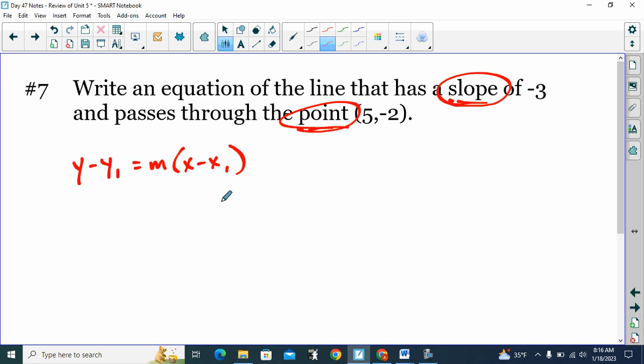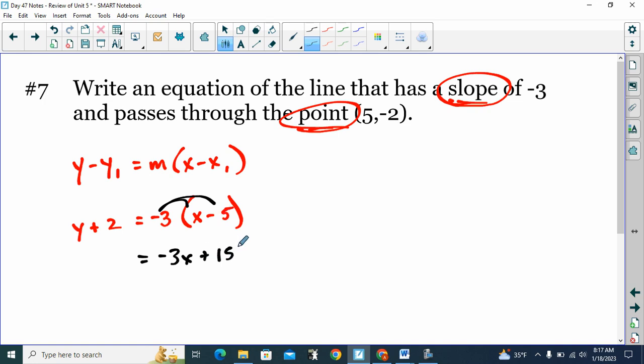We need our slope to be negative 3 and our point to be 5, negative 2. So x1 is 5, y1 is negative 2, y minus negative 2. And now we're going to distribute the negative 3. Negative 3 times x. Negative 3 times negative 5. Negative times negative is positive.